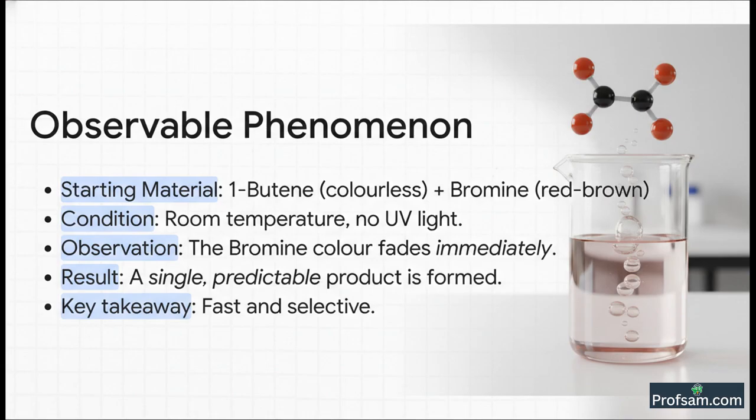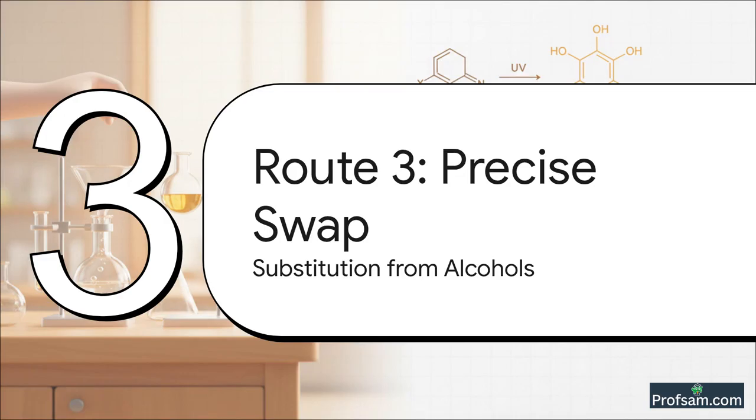And the best part, you get just one single predictable product, 1,2-dibromobutane. This reaction is fast, and it is very, very selective. All right, let's move on to our final and most precise method. We called this one the direct road for a reason.